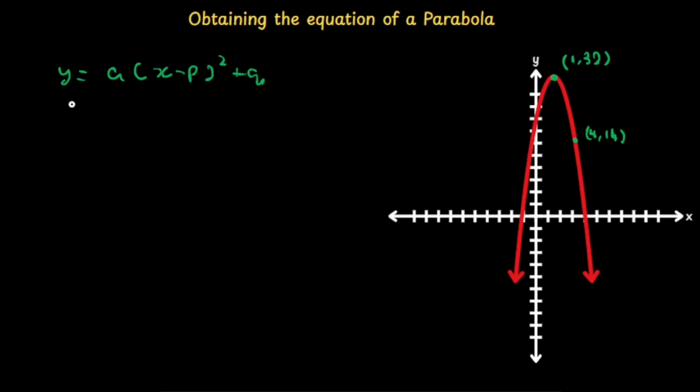My first step would of course be to substitute in the value of my turning point into this function, and I would get the equation y is equal to a into (x minus, and what is the x value of my turning point? The x value is positive 1, so I'm going to substitute in positive 1, and I'm going to square this entire bracket. And the y value of my turning point is 32, so I'm going to substitute in 32. So that is now my equation for this parabola.